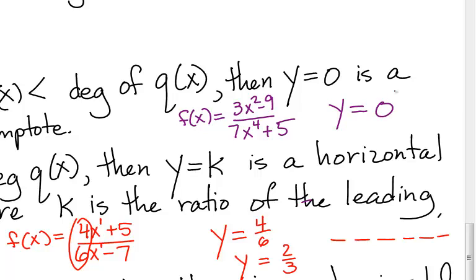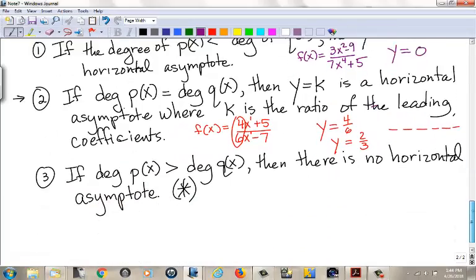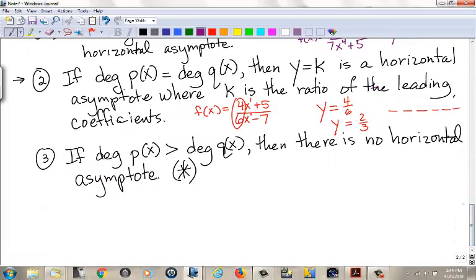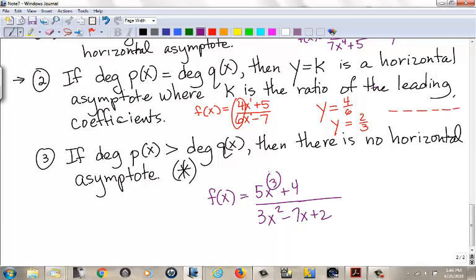If the degree is bigger on top, we're just going to say in Algebra 2, no horizontal, and that's true, it is not a horizontal asymptote. So if you had one like this, say I gave you 5x to the 3rd plus 4 over 3x to the 2nd minus 7x plus 2. Okay, the degree is bigger on top, so you say no horizontal asymptote.